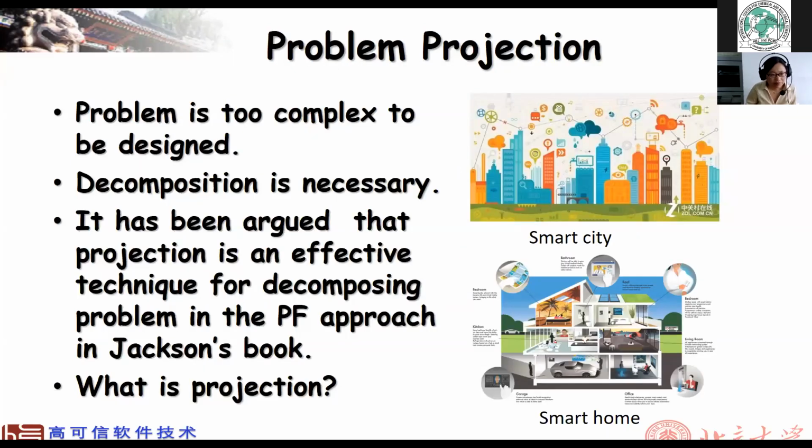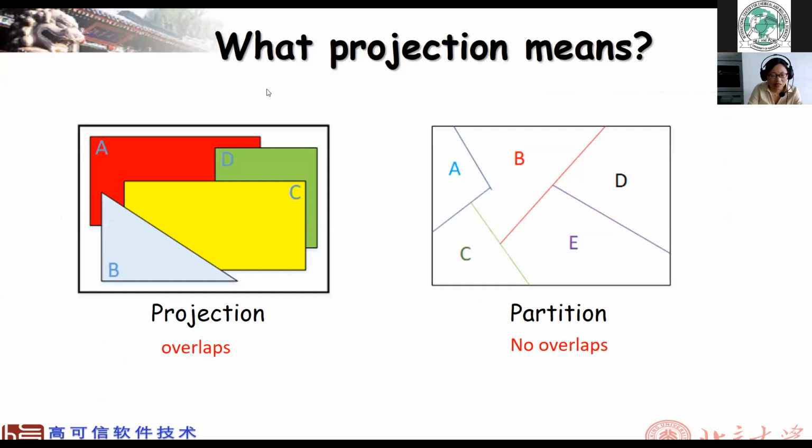And in Jackson's book, it said that in the problem frames approach, he proposed a kind of decomposition. It's called projection. So what is projection? We use this schematic diagram to show this. And this is a projection while this is a partition.